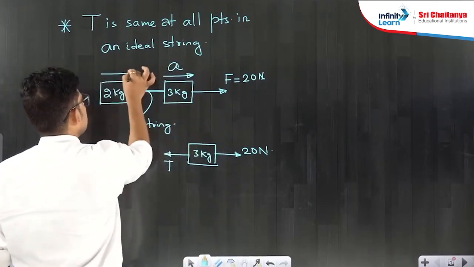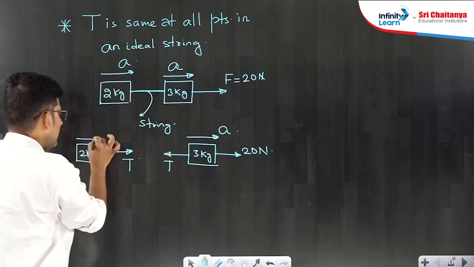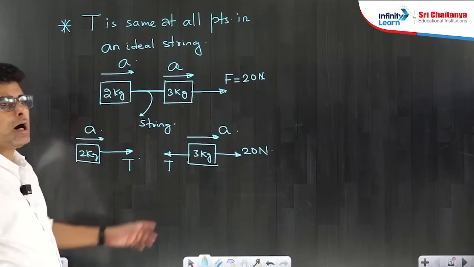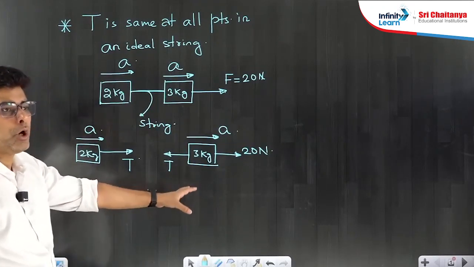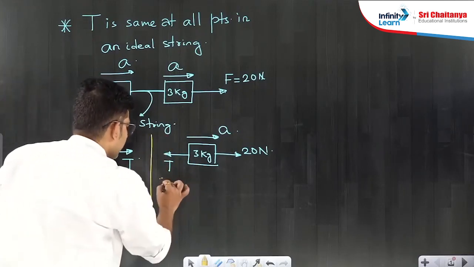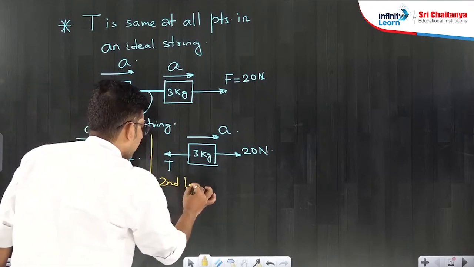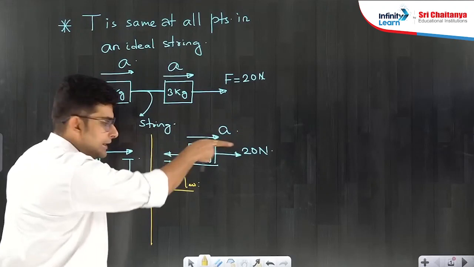So both accelerations will be the same. Now when any body accelerates, which law are we going to use? We will be using the second law. Very good. So by the second law, what can I write on this 3 kg mass, where is the acceleration?